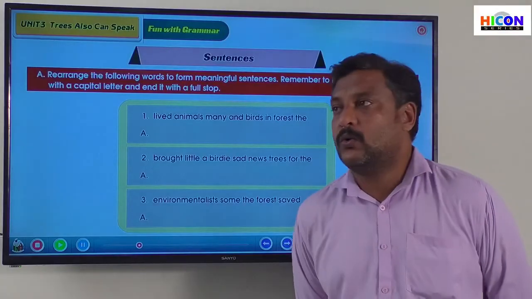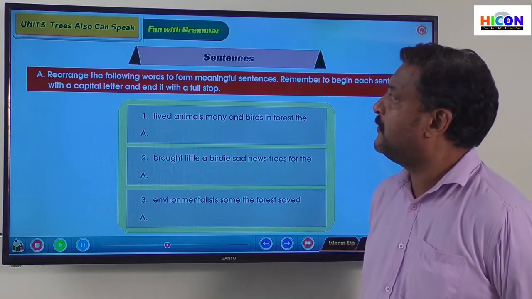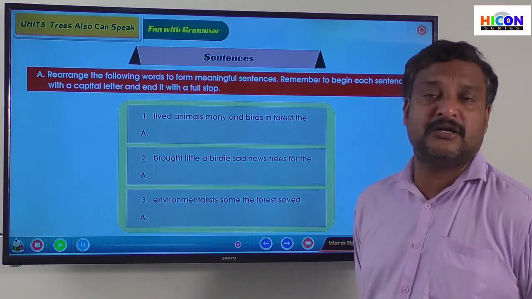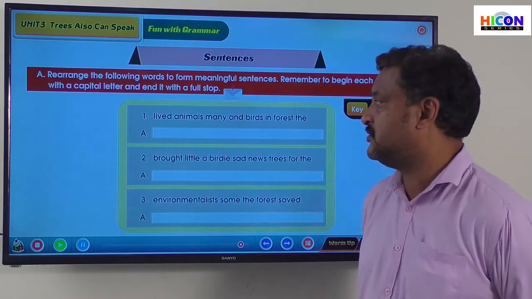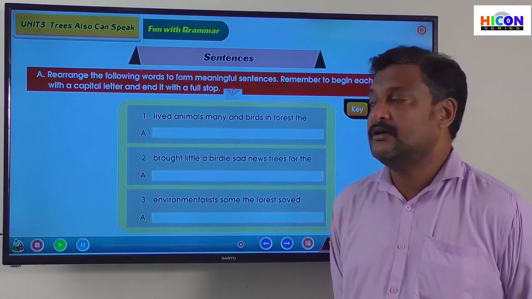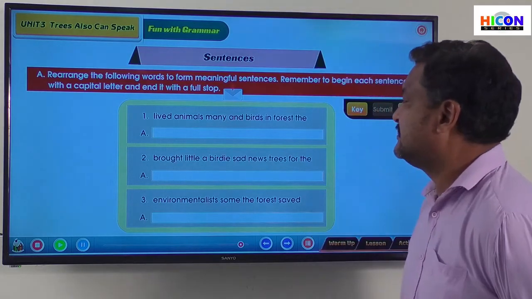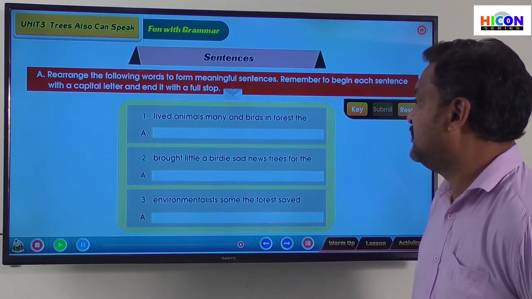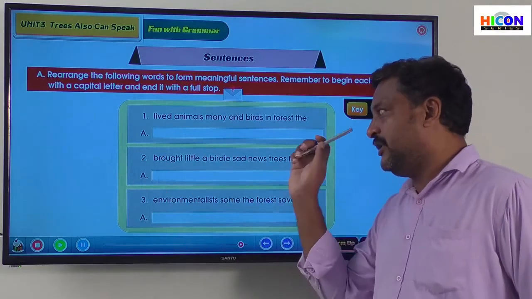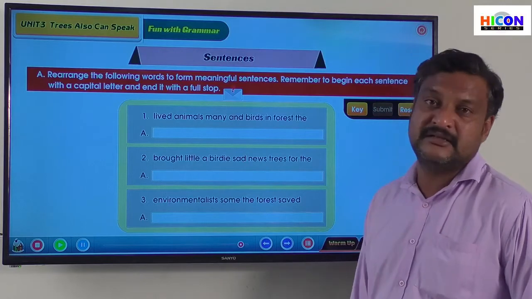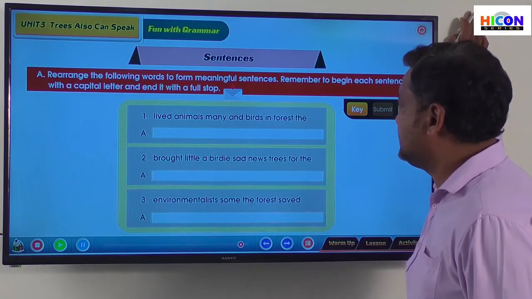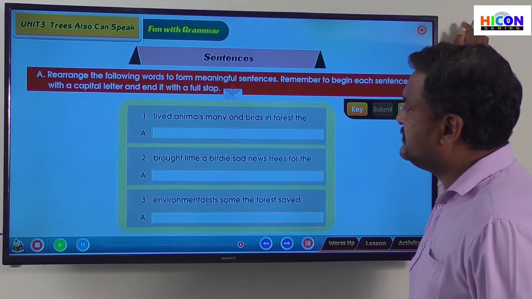Coming to the fun with the grammar part, we have seen in the class that sentences are not just a group of words, but a group of words which have a complete sense or a meaning. Here we have some scrambled words: lived, animals, many, and birds, in the forest. We need to rearrange these words and make a complete sentence. So what will be the answer?